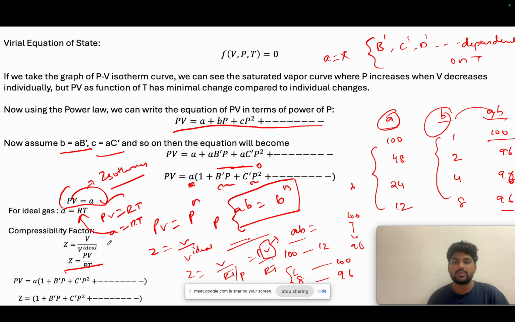So then PV equal to A into 1 plus, this equation has been converted to PV equal to, you can see, here A equal to RT, and then it will convert into this. So if you have any doubts regarding how this virial equation has been carried out, then I will explain it again. If you have no doubts, then I will go further in the virial equations.